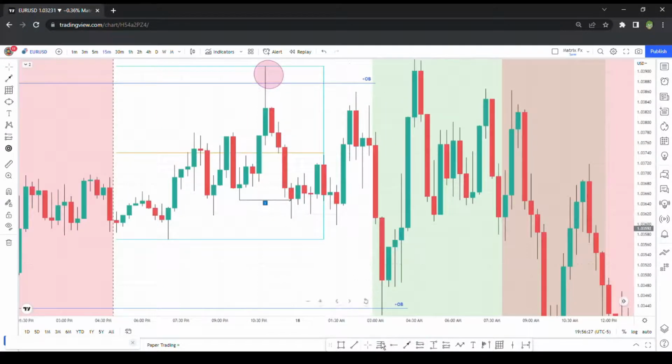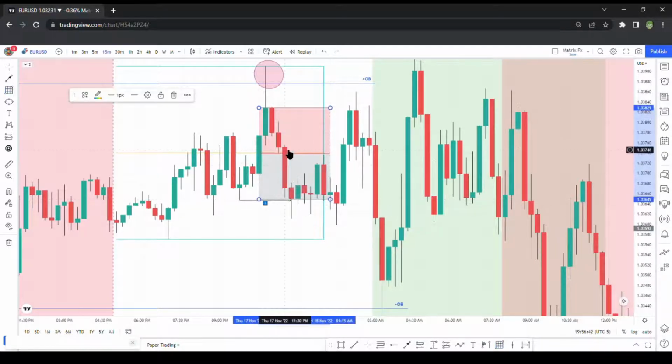Okay. Now we have noted the break of structure. Now we'll get our premium to discount of the leg we want to enter from. What I normally do is I measure from the body. I don't measure from the wick because there's more price action in the body. So from that body to this, you notice the 50% level.